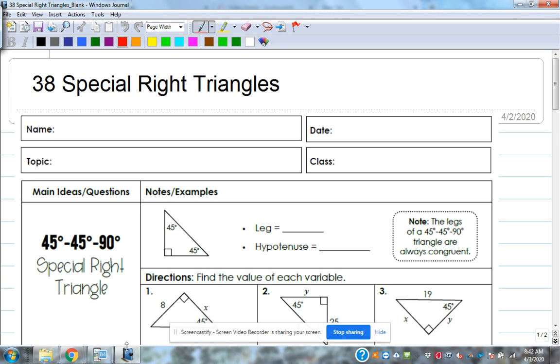About special right triangles. We'll start off with 45, 45, 90 triangles. And the way this works is with 45, 45, 90, since those are equal angles that are the same, then the sides across from them have to be equal. So this is x, x. And so those are the legs of the triangle. The hypotenuse, if it's 45, 45, 90, is always going to be whatever the leg length is times the square root of 2. So x radical 2 for that.